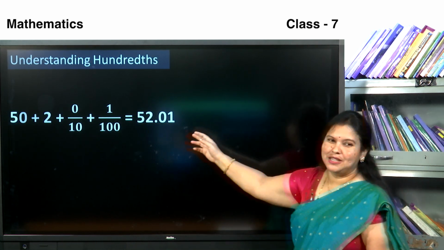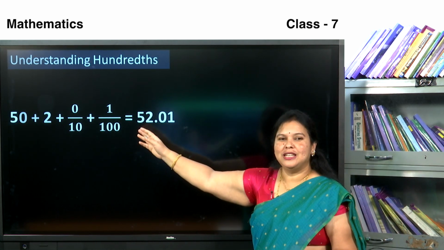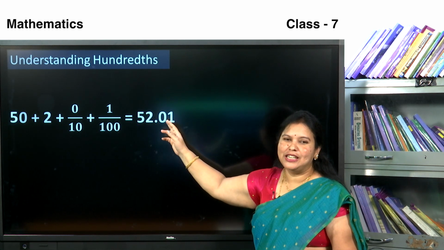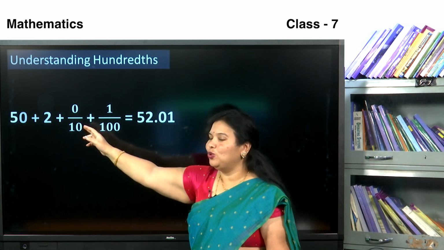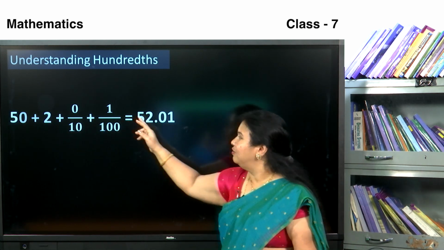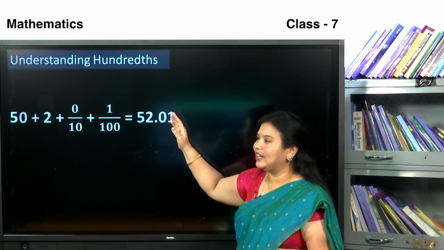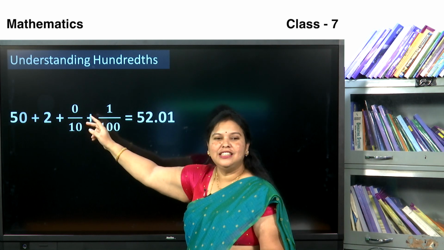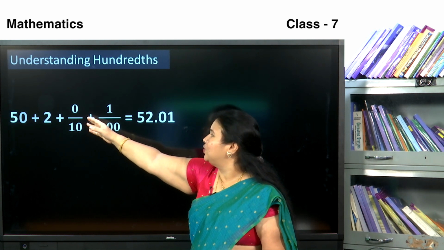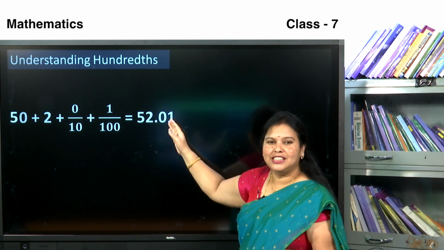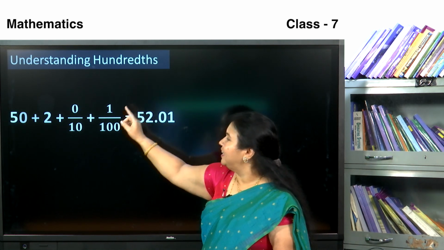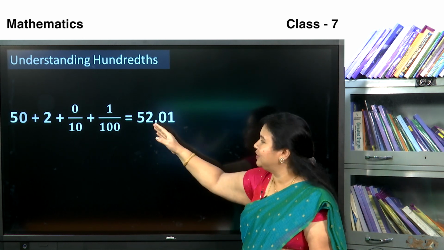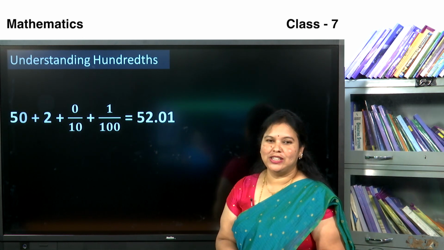Here one example is there, 50 plus 2 plus 0 by 10 plus 1 by 100 is equal to 52.01. Here 50 and 2 are whole numbers. So, by adding these two we get 52. We have to write it on the left of the decimal point, and 0 by 10 is in the 10th place. Here 0 is there. So, we have written 0 after the decimal point in the 10th place, and in the 100th place 1 is there. So, I have to write 1 in the 100th place after the decimal point. We will take up one more example.